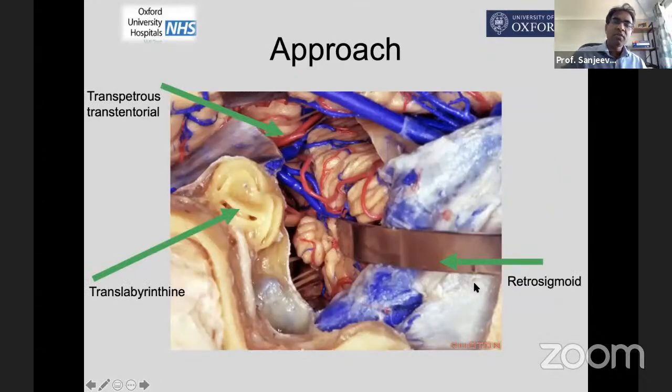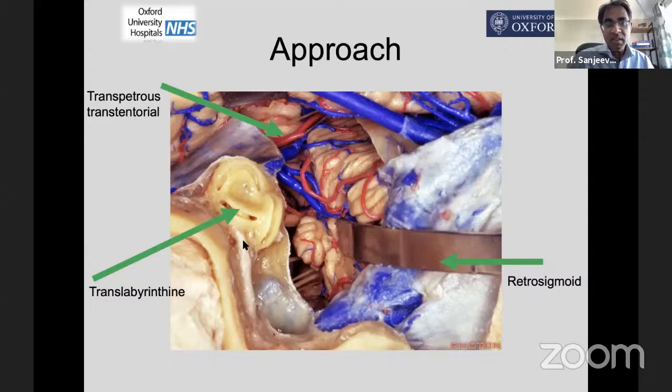Okay, so I know we have a lot of more junior people joining us, so just a quick discussion about what approach you would choose. Just to orientate everybody, this is the transverse sinus, this is the sigmoid sinus, and then you're looking down into the CP angle. You've got the descending segment of the facial nerve here and the labyrinth. So the options are to come behind the sigmoid sinus, retrosigmoid. That's my favorite approach for these. That's what I used in these cases.